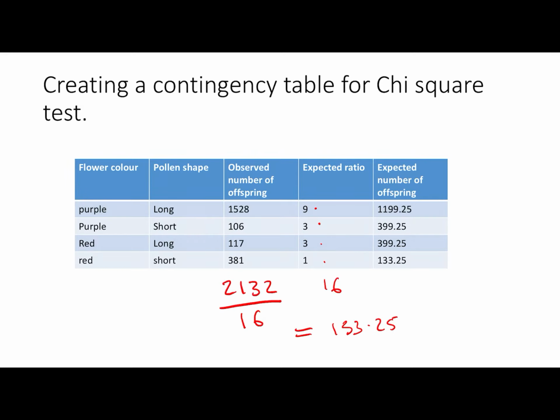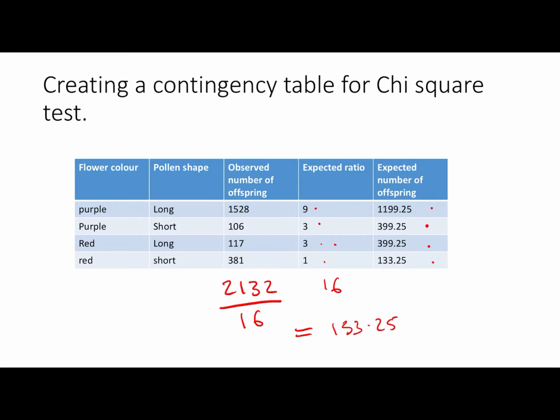133.25. This has been rounded up a little bit. So then you put that into the expected number. So 1 times that is obviously 133.25, and then 3 times is 399.75, and 3 here, and then you times it by 9 to get 1199.25. So now we've got our observed numbers, and we've also got the ones we would expect if they followed the 9-3-3-1 ratio that follows Mendel's law of independent assortment.